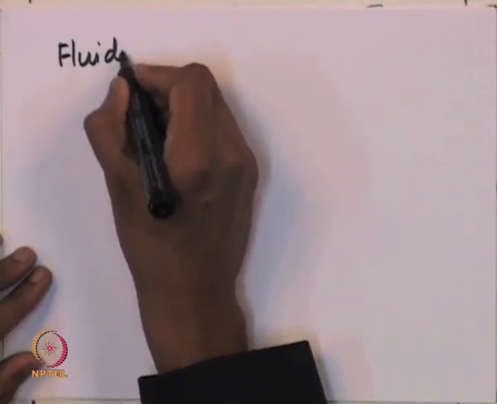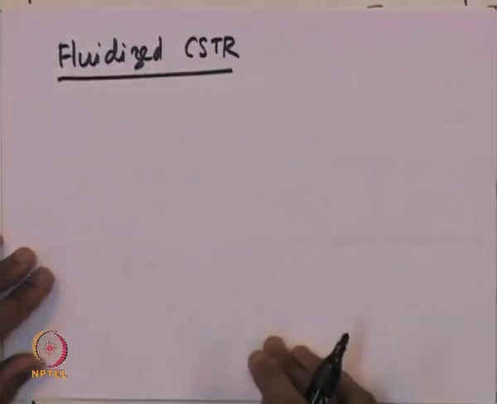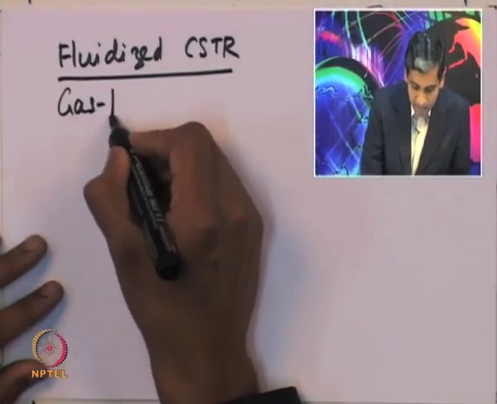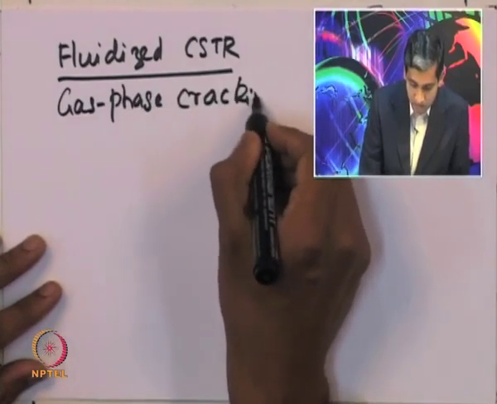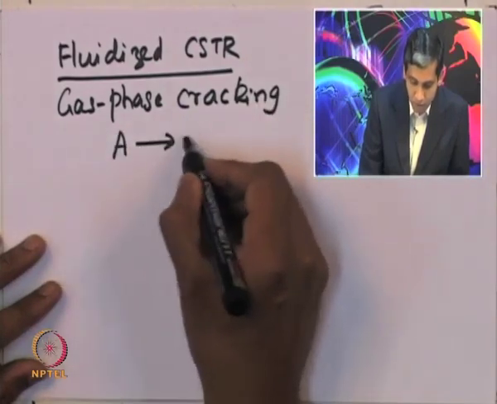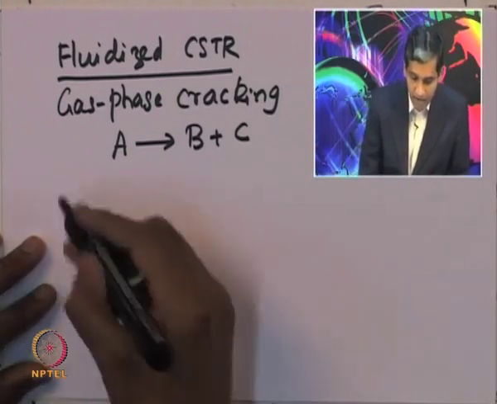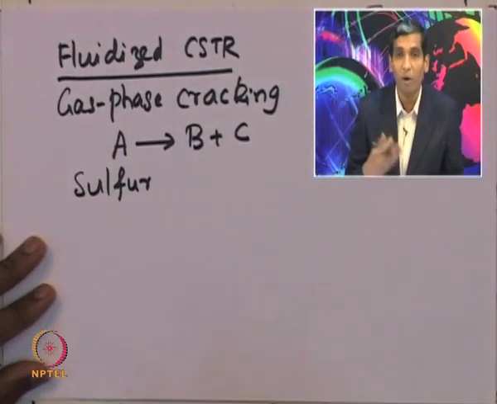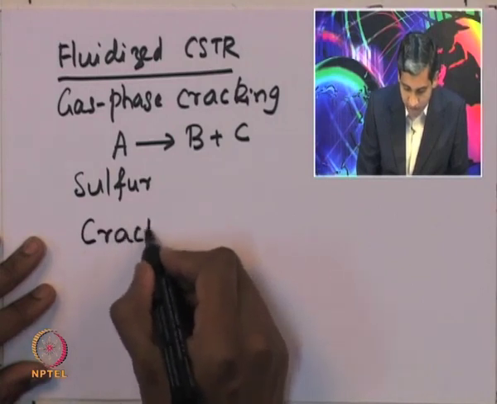So, let us consider a fluidized CSTR. Let us assume that a gas phase cracking reaction, where A goes to B plus C, is occurring in this fluidized CSTR. And let us assume that the feed contains sulfur, which acts as a poison for the catalyst, and also assume that the cracking is a first order process.